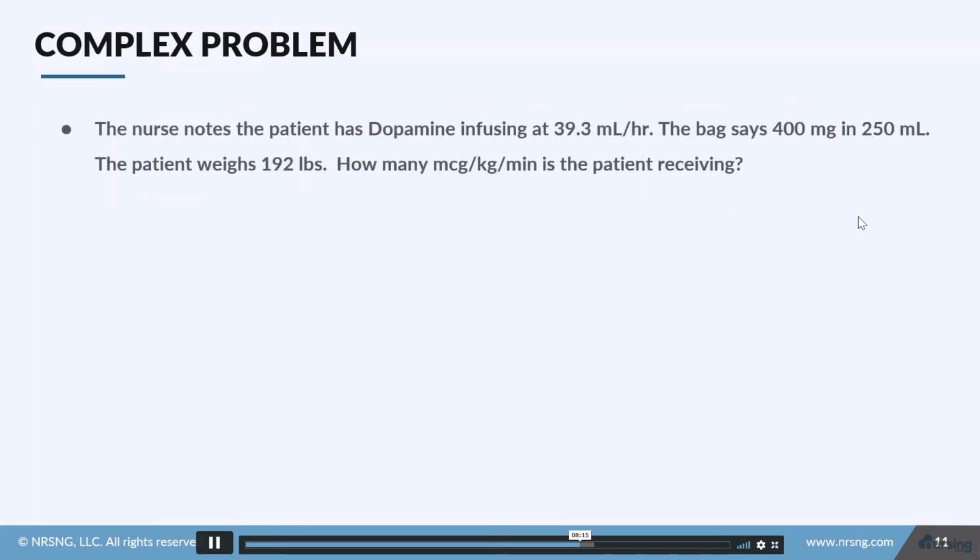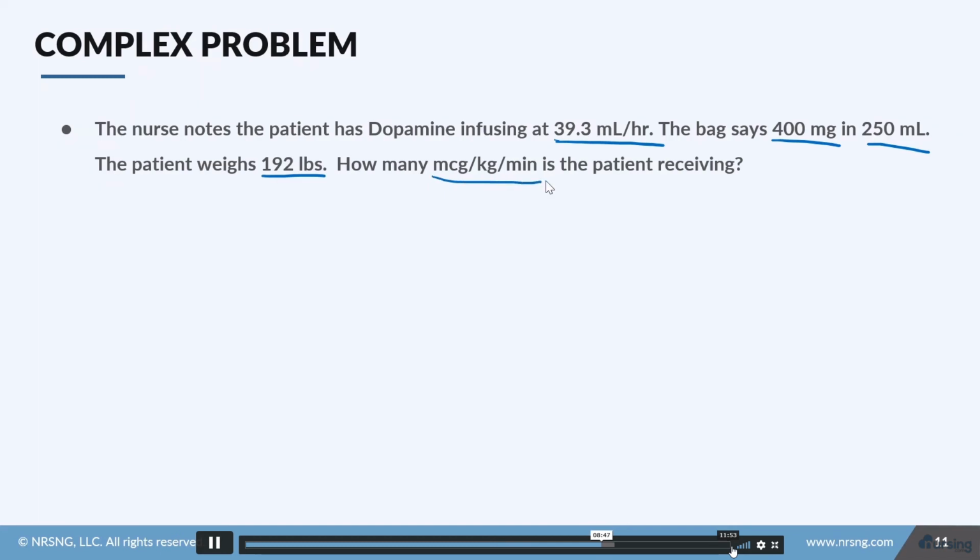All right. So now we're going to look at a more complex problem. We have a whole lesson on complex calculations, so don't let this confuse you too much. I just want to show you that it's possible to do. Then go check out that lesson for a bit more of a talk through. Okay, the nurse notes that the patient has dopamine infusing at 39.3 milliliters per hour. The bag says 400 milligrams in 250 milliliters. The patient weighs 192 pounds. How many mics per kilo per minute is the patient receiving?